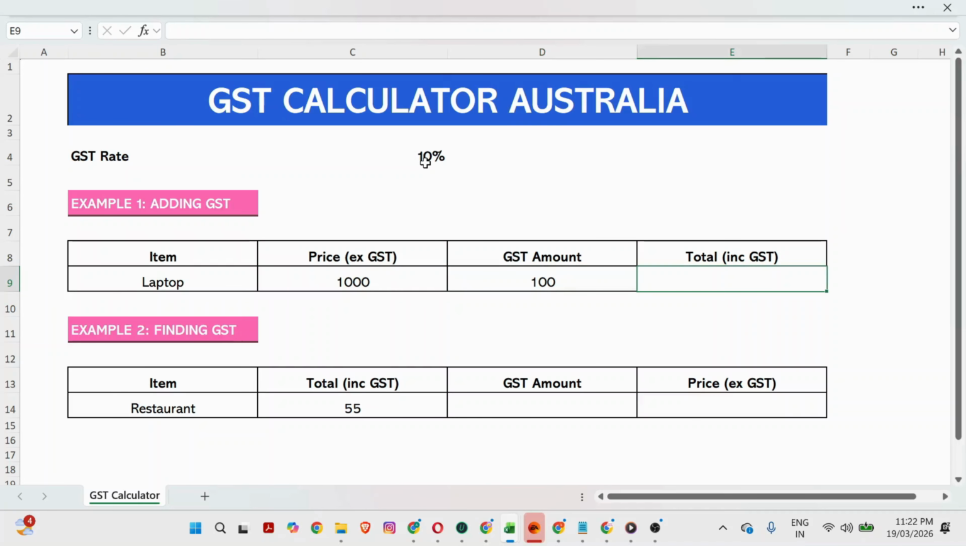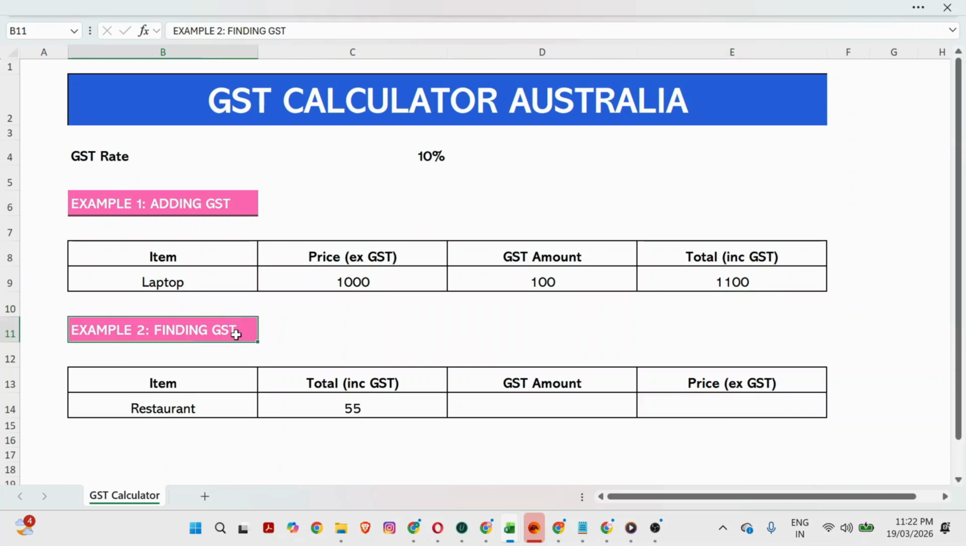Then add it to the original price. Equals D9 plus C9 gives you the total including GST. Results? Laptop, $1,100.